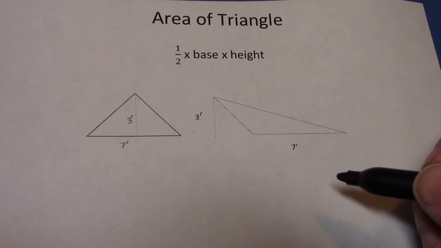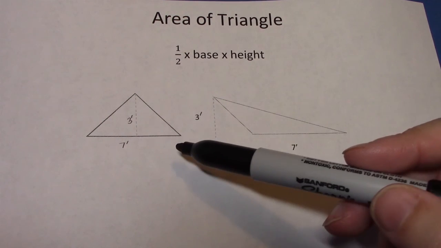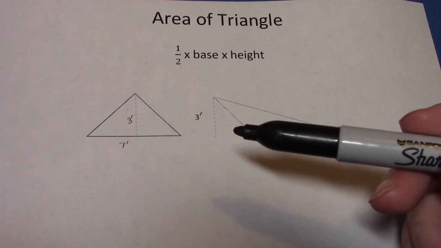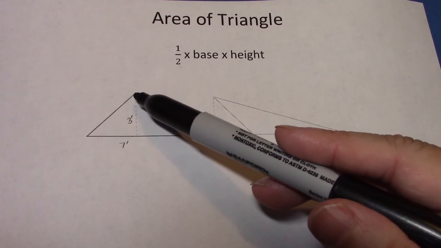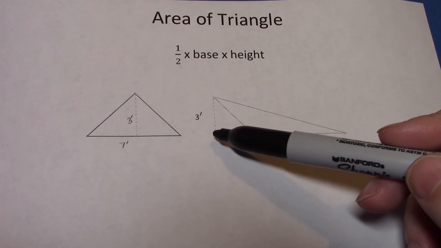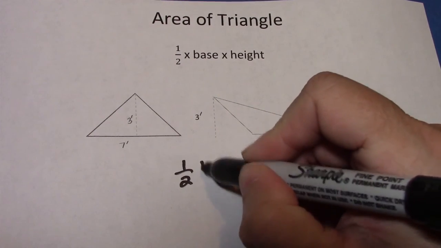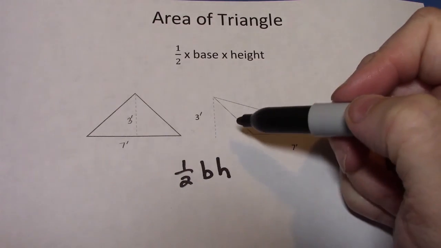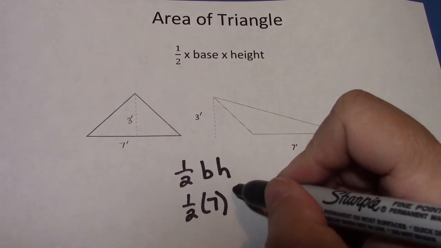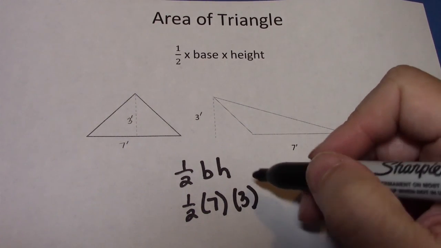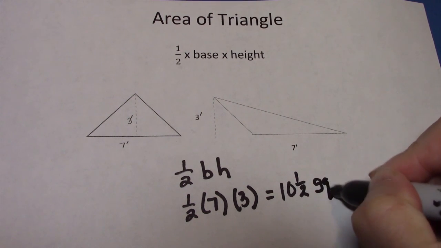The formula for the area of a triangle is 1/2 times the base times the height. Remember that all triangles are half of some rectangle, and that makes perfect sense. But notice that the height might be either inside the triangle, or it could be outside the triangle, depending on the shape of the triangle. Either way, both of these triangles have a base of 7 feet and a height of 3 feet. So they have an area of 10 and a half, we say, square feet.